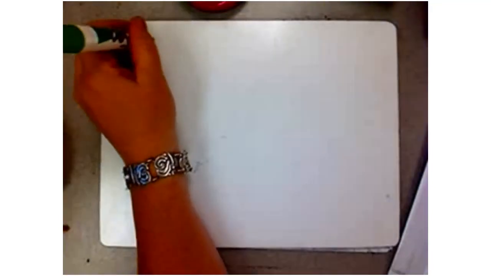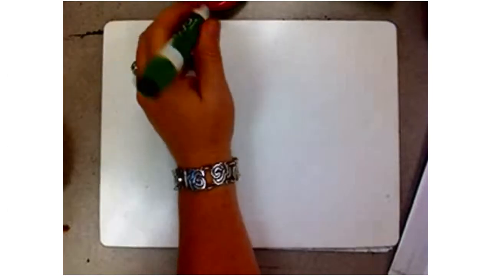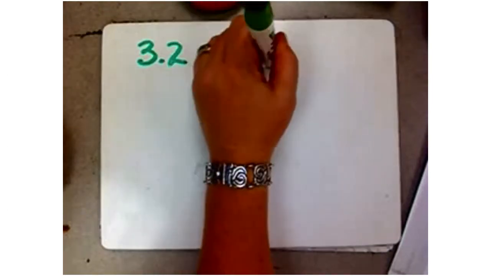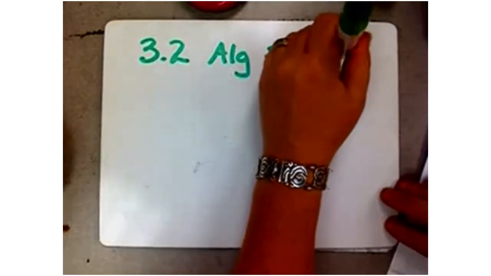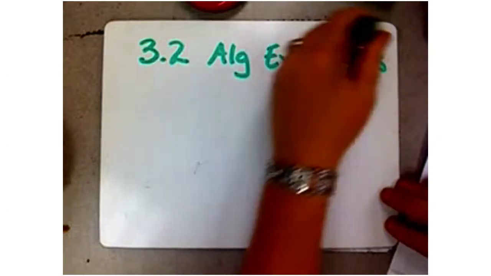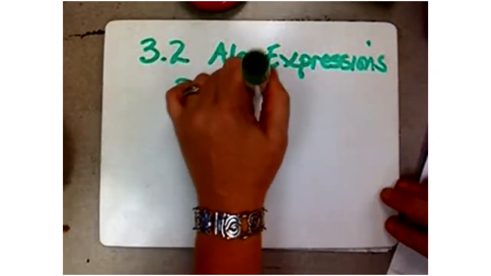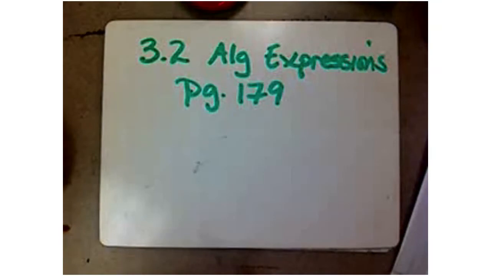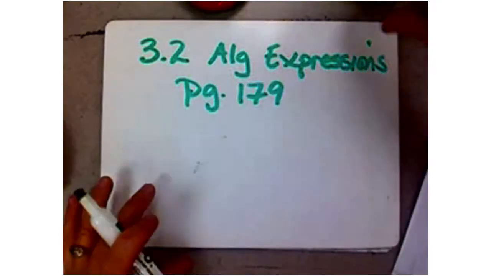All right, now we're recording for Intensive Math Review, Section 3.2, Evaluating Algebraic Expressions. Section 3.2, Algebraic Expressions. And this begins on page 179. So you'll want to get yourself to page 179.